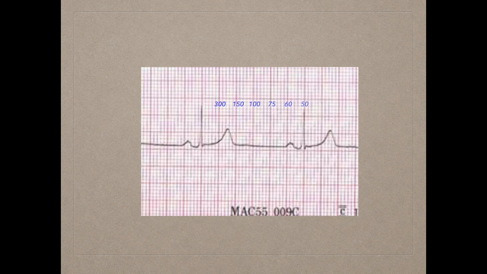Rate can be determined by looking at the number of large blocks between the R to R interval. If you can find a QRS complex landing on a dark red line or a solid red line, that's where you want to start. Then with each block after that, you can count off. The next block over, if the QRS landed on that one, would be a rate of 300 and so on: 300, 150, 100, 75, 60, 50. Look, we've got a rate of almost 50 beats per minute. This is one way you can figure out the rate.